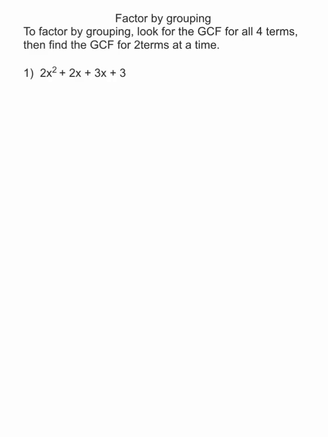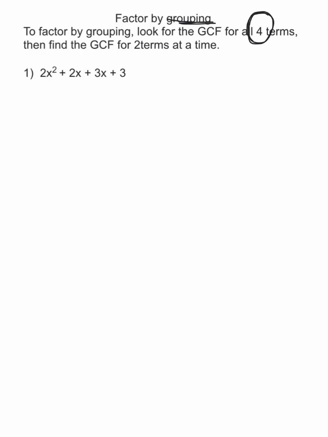So today we're going to move on to our next type of factoring, which is factor by grouping. It says to factor by grouping, look for the GCF. Remember that means greatest common factor for all four terms. So all of these you're going to have four terms. Then you're going to find the greatest common factor for two terms at a time. So let's look at our example.